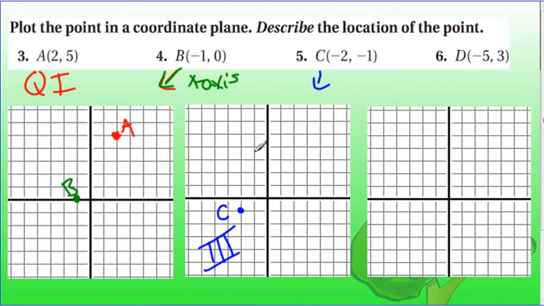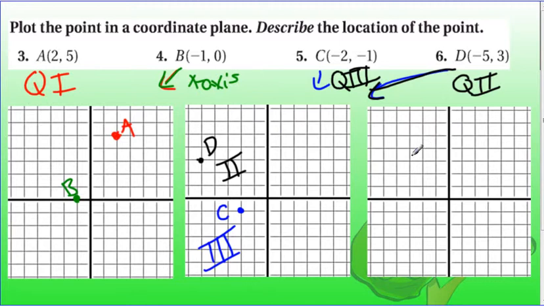This goes 1, 2, 3. So that's in quadrant 3. And lastly, number 6 is negative 5, 3. So it goes sideways 1, 2, 3, 4. There's negative 5 on the x-axis. There's positive 3 on the y-axis. So that's point D. And that would be quadrant 2. So this was Q2. This was Q3.